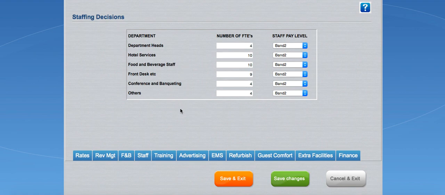Do be careful though. Pay level is one of the few areas within the simulation where once you've set that pay level, you can't change it back. You can't give people a pay rise and then take it away. They'll have the unions on you, you'll have all the staff representatives. It will not be a good idea. So you cannot take that pay level down once you put it up.